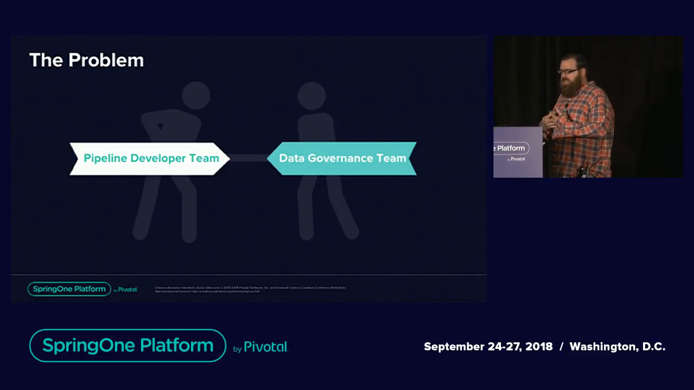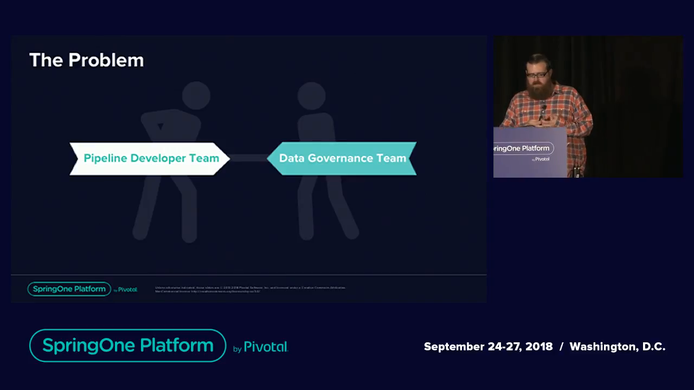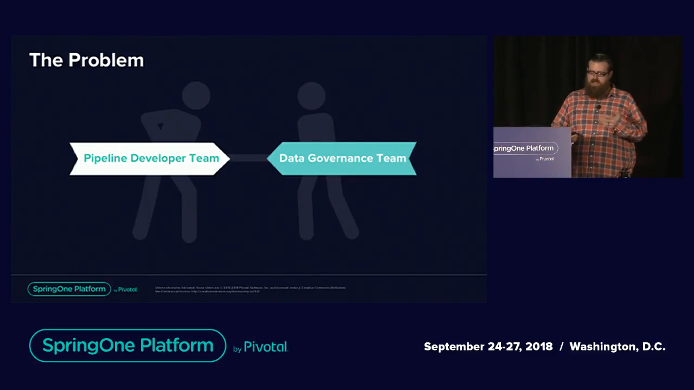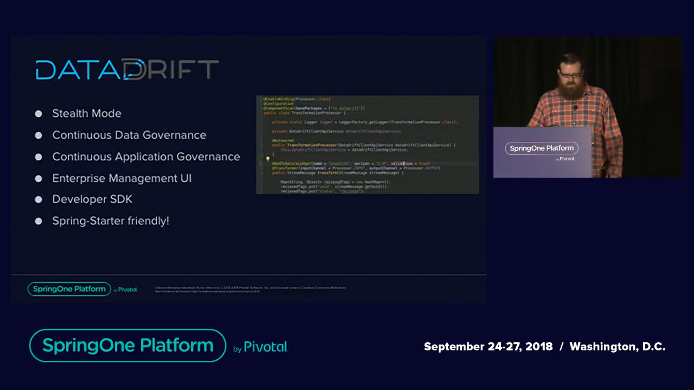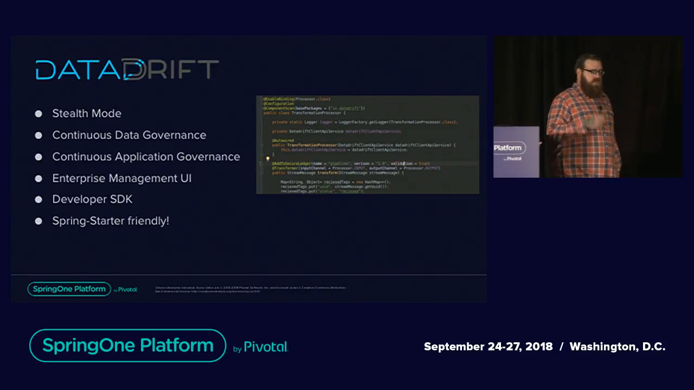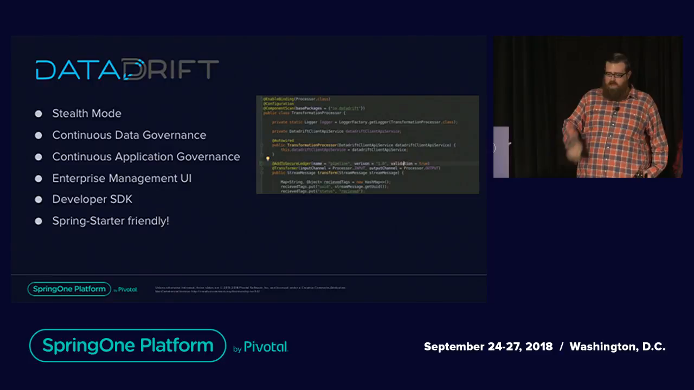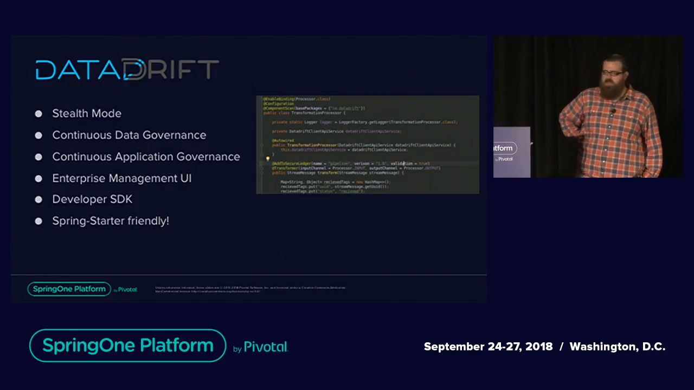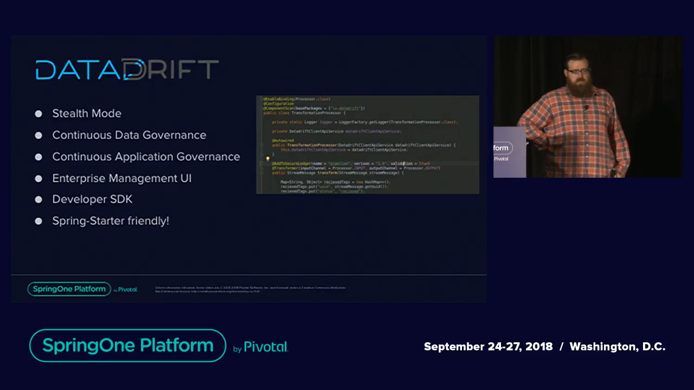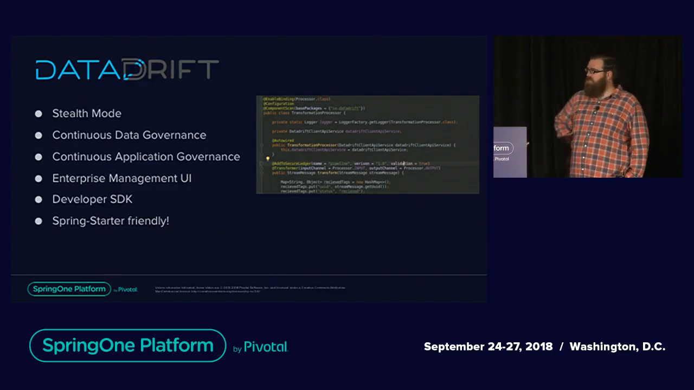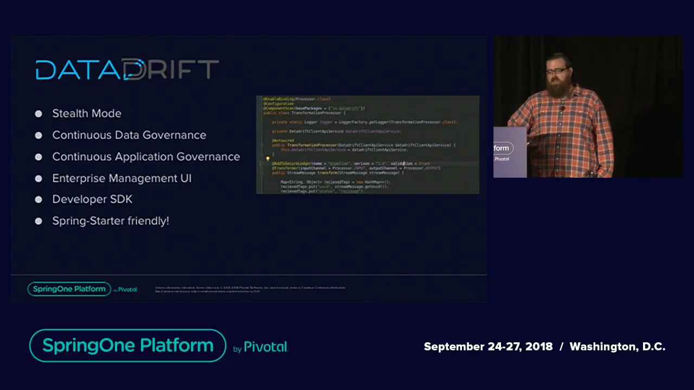So this gap needs to be solved, this gap between the data governance team and pipeline development teams, and that's what we're going to talk about for the rest of this slide. We've been working closely with a well-funded startup that's currently in stealth mode called DATABRIFT. DATABRIFT is in stealth mode, so nothing is public. We don't have a representative of DATABRIFT here with us today.